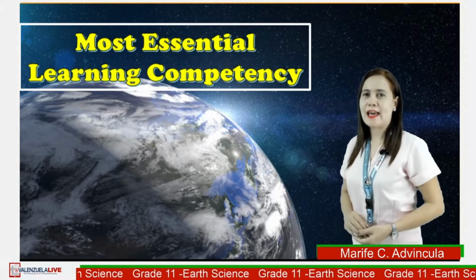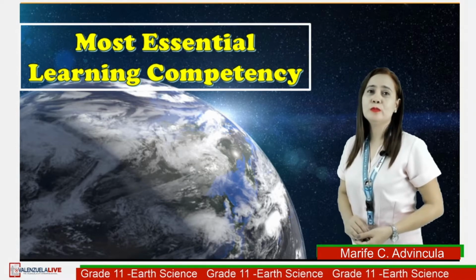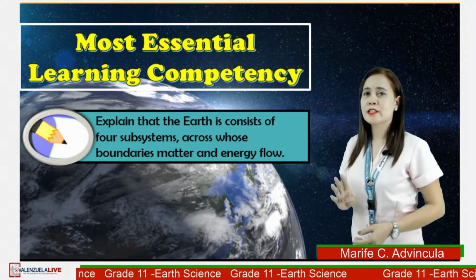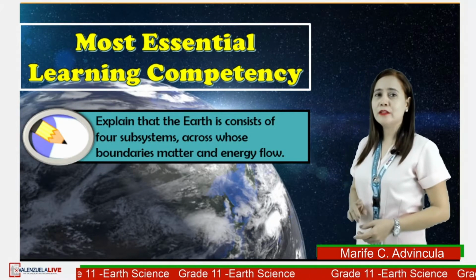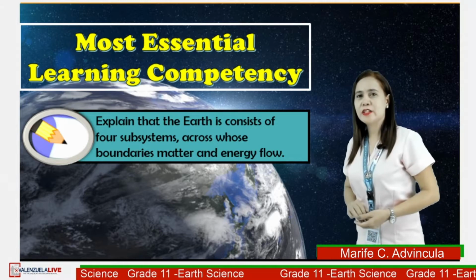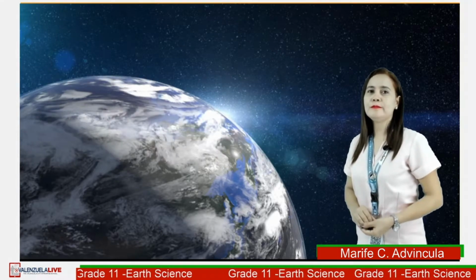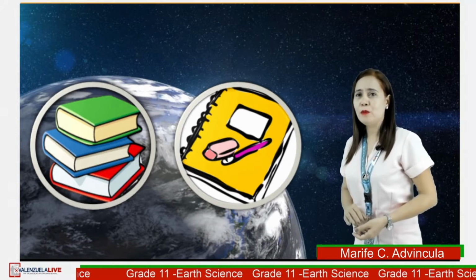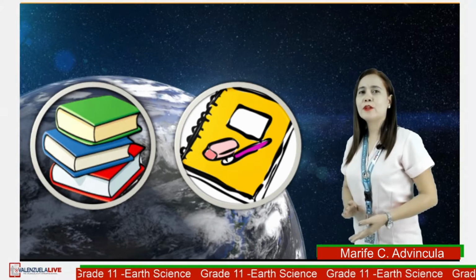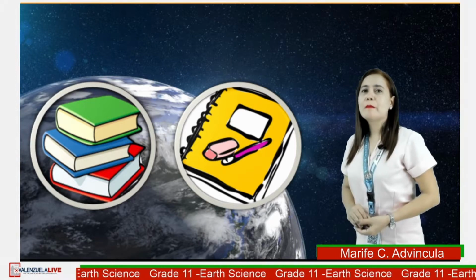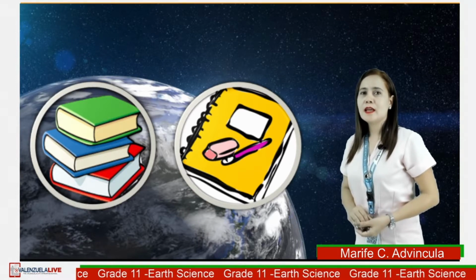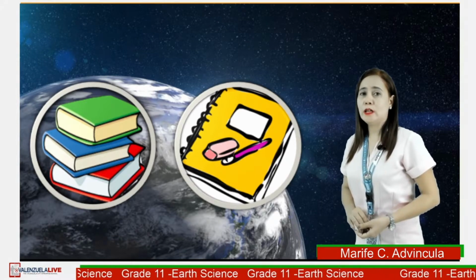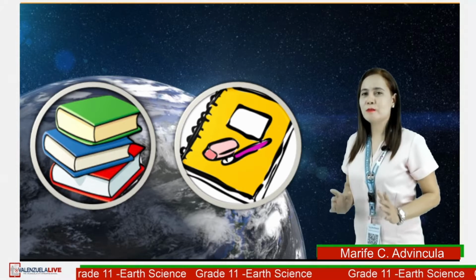At the end of this class, we are expected to explain that the Earth consists of 4 subsystems, across whose boundaries matter and energy flow. Before we begin, may I have your attention please, and prepare your learning resources and also your learning materials that are available. Without further ado, let's begin.